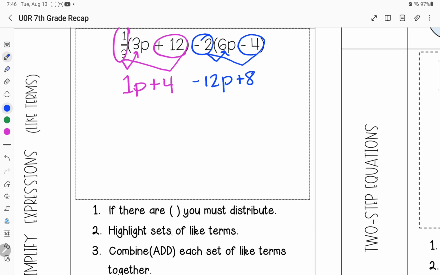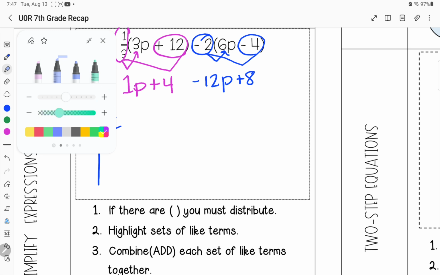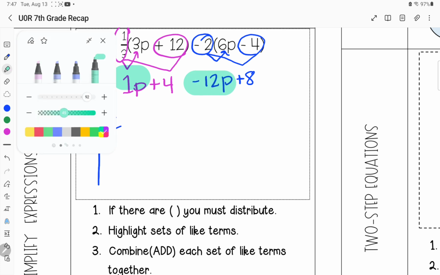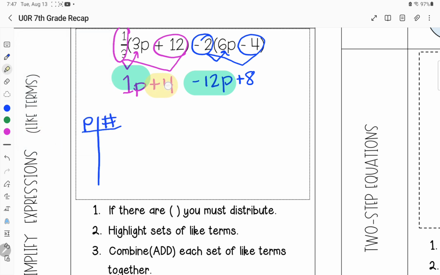Now that we've done that, we're going to highlight sets of like terms. However you do this, some of your teachers may have taught you a way like this, like you have p's and you have numbers, so you could set them up that way. Some of you may like to highlight. I might highlight anything that's a p. So those two are like terms, and then let's say that we want these ones, and these are like terms. I have 1p and I have a negative 12p. On this side I have 4, that's just a plain number, and 8, that's just a plain number.